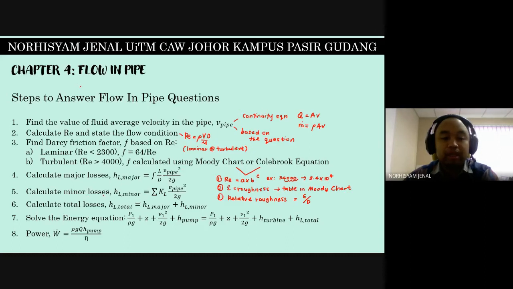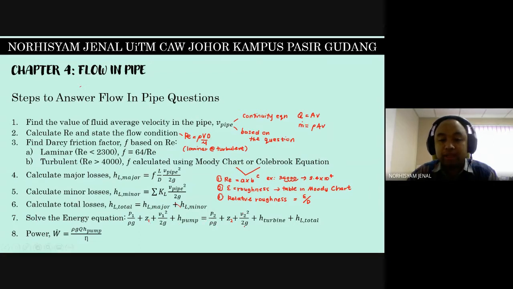And then you can calculate minor losses, HL minor, summation of KL. This is based on the numbers given from the question, V pipe square over 2G. And then you calculate the total losses, HL total equals to HL major plus HL minor. Okay, so number 7, solve the energy equation. So we use P1 over rho G plus Z1 plus V1 square over 2G for the left side. This is based on Bernoulli equation.